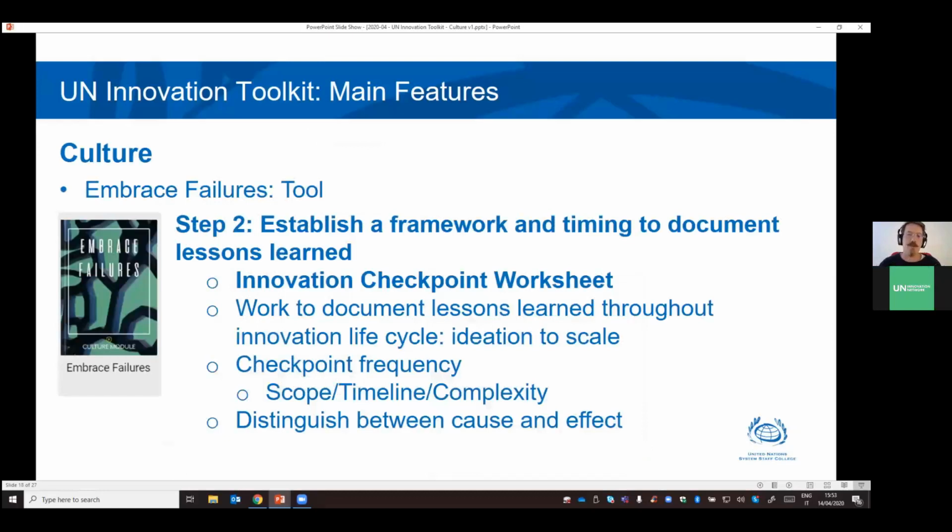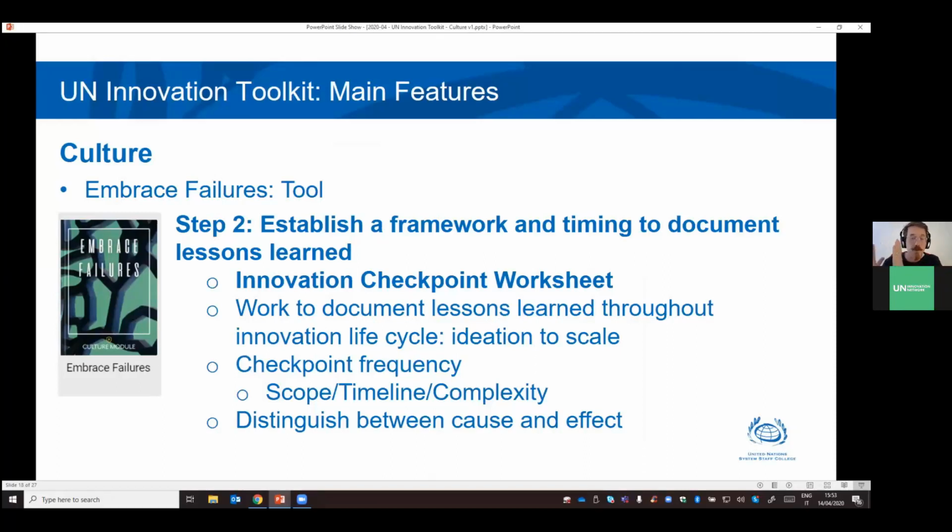The second step in the tool is establishing a framework and timing to document the lessons learned. This is where within the toolkit you have a downloadable worksheet, which is the Innovation Checkpoint worksheet. You're able to document lessons learned throughout the innovation lifecycle from ideation to scale. Now this is critical, incorporating these checkpoints throughout the entire lifecycle of the process.